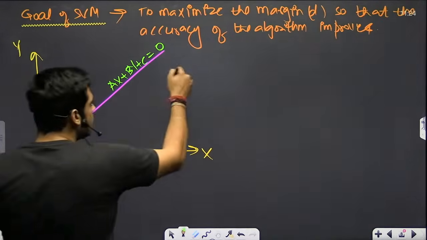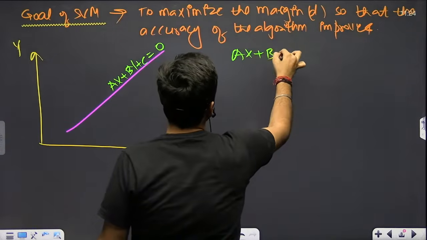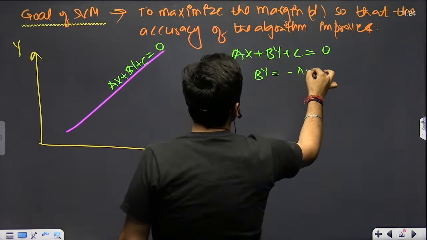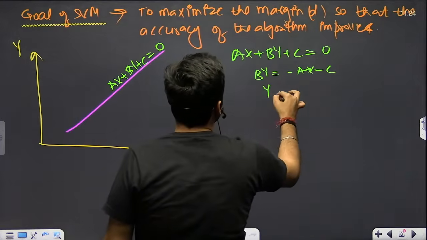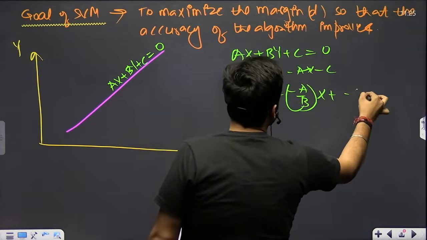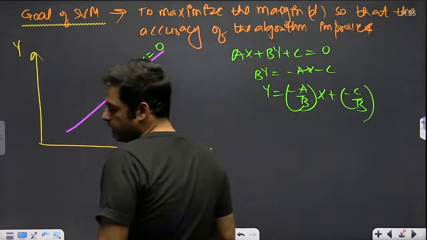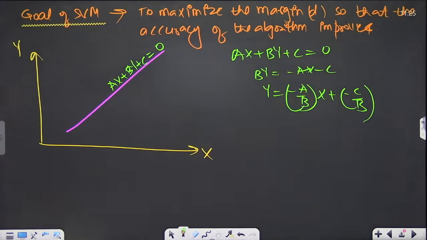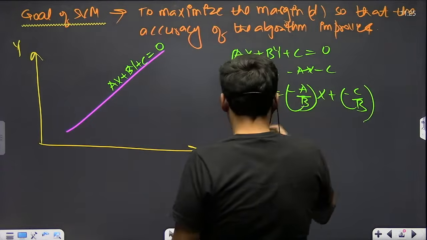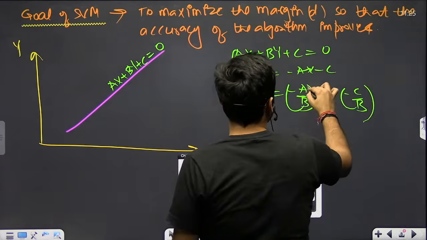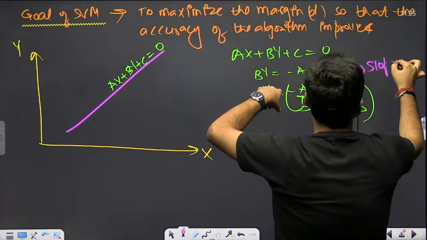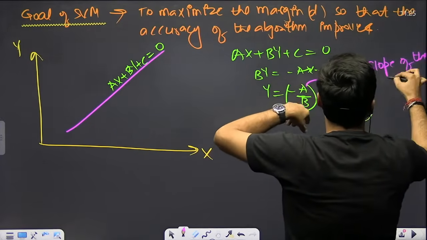Okay, and if I just want to convert this into a standard form, no? So how you can convert? So you can convert by equals to minus ax minus c, and y is equals to minus a by b into x plus minus c by b. Okay, minus c by b. So this is the slope of the hyperplane. Okay, please this you should remember. Okay, if at all you forget the concept, here for support vector it is required.